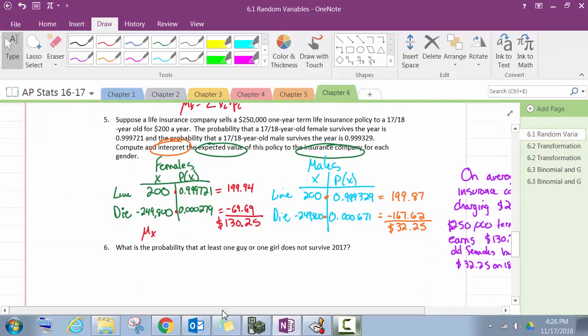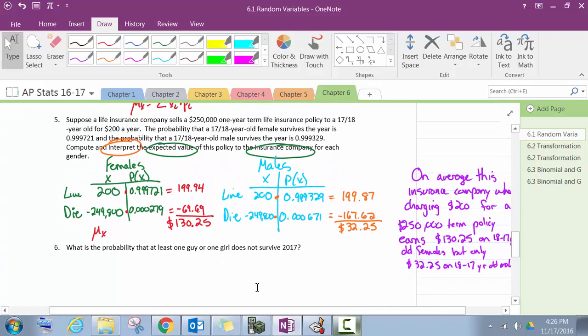All right, so we're going to do the same thing here, but now we're going to do it by hand instead of using the calculator. So we have an insurance company that sells a $250,000 one-year term life insurance policy to 17 and 18-year-old females and males. They charge $200 per year. Probability that a 17-year-old, so we'll just say teenage female survives the year is 0.9992721, which I looked up. Probability that a teenage male survives is 0.99329. Compute and interpret the expected value. Interpret. So tell me what it means after you find it.